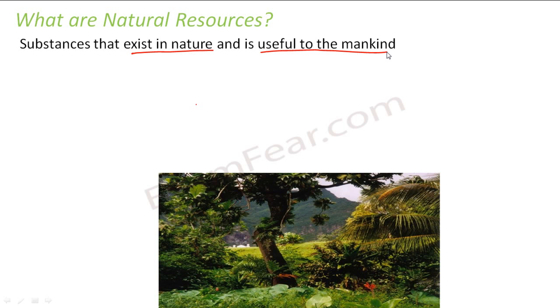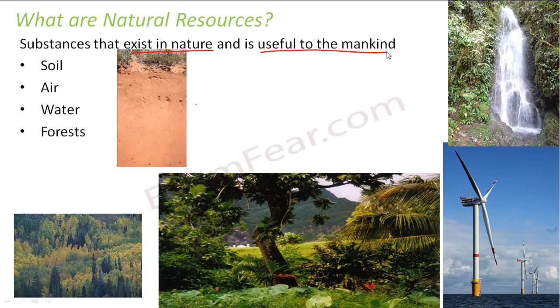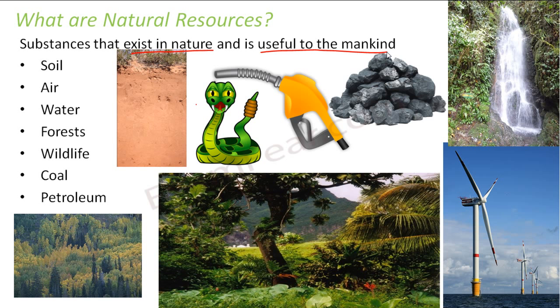When I talk of natural resources, what are the things that come to your mind? Can you visualize some of the things which are already present in nature and which are extremely useful to us? The first thing that comes to our mind most of the time is water. It occurs naturally and it is useful to us. Some such things are soil, air, water, forests, wildlife, coal, petroleum. I have just named some of them. These are some of the things present in nature which help us in significant ways.